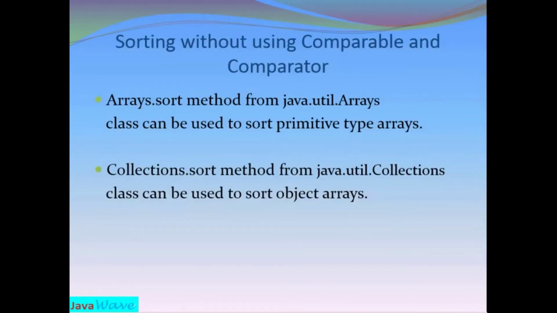Sorting without using comparable and comparator. So we can sort objects of a collection without using comparable and comparator also. For that, there is a method in the Arrays class, the sort method, that is a static method which can be used to sort arrays. And there is another sort method in the Collections class which can be used to sort any collection other than arrays. So let's try to understand this in Java code.